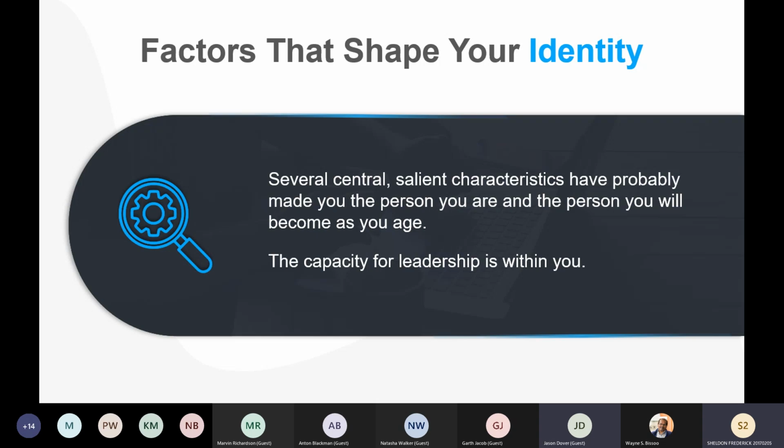As Mr. Bisu covered in chapter 2, leaders are made, not born. We believe the capacity for leadership is within each and every single one of you.